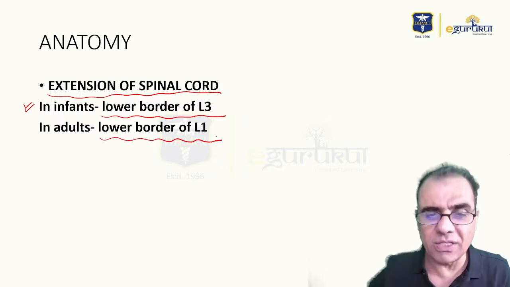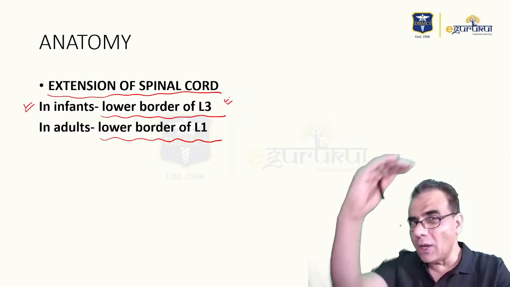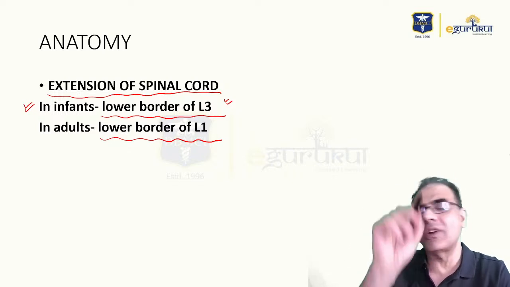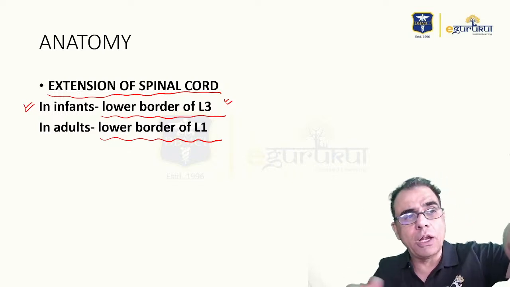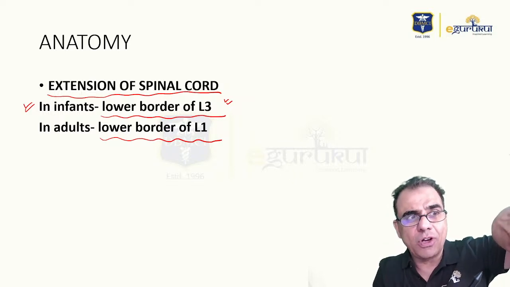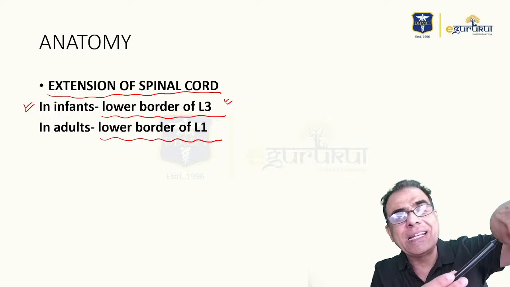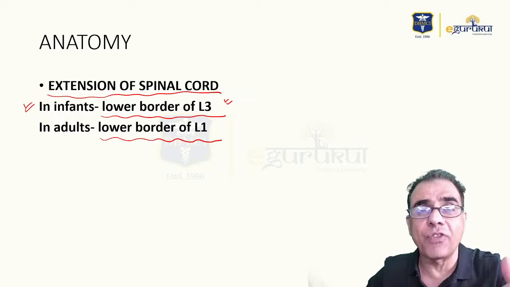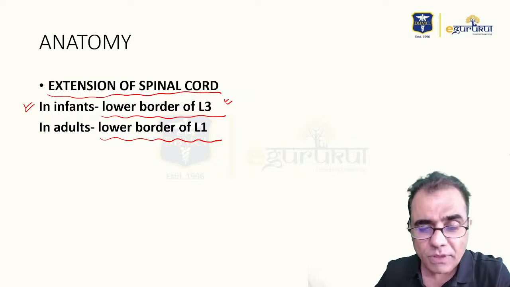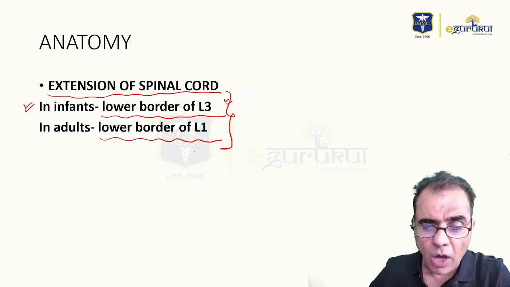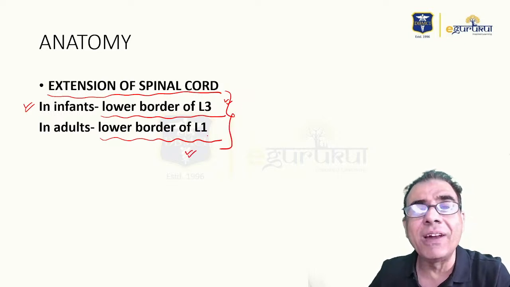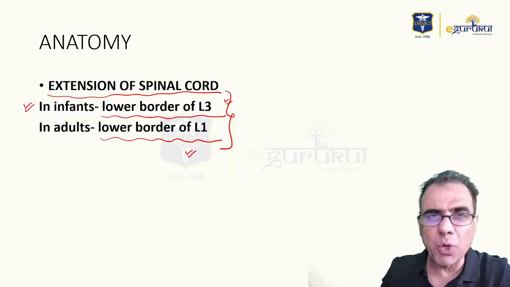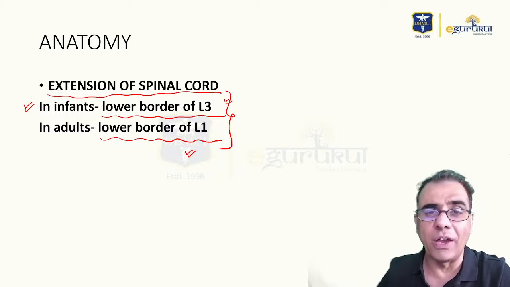So what is the significance of that? In infants it extends up to the lower border of L3. So are you going to choose L3 interspace for giving spinal anesthesia? No, because it is up to the lower border of L3. So by chance, if your needle goes a little cephalad, you can cause injury to the spinal cord. So in infants, I am going to give spinal only at L4, L5 or L5, S1. Similarly for adults, I am not going to choose a space even at L1, L2 or above. So a space below L1, L2, which can be L2, L3 or L3, L4 or L4, L5, should be chosen.